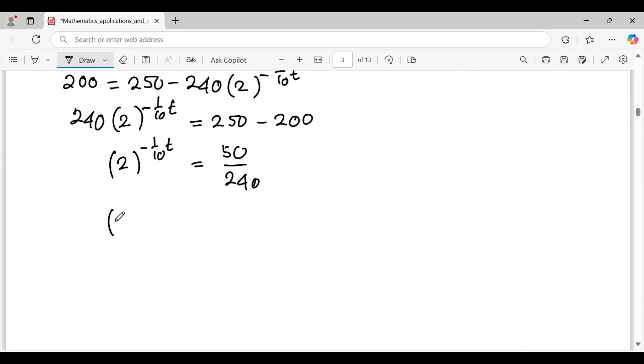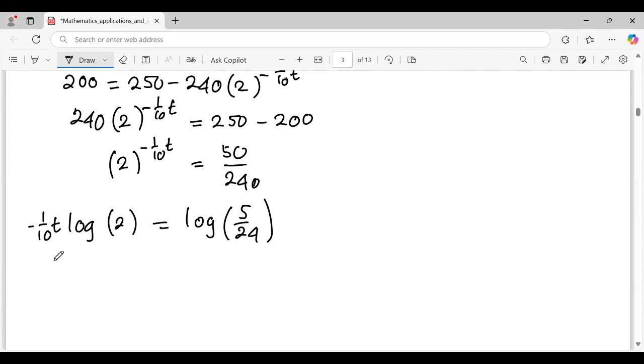So it means 2... wait, I'm going to use the log rule. Minus 110t log 2 equals log of 5 over 24, this one.